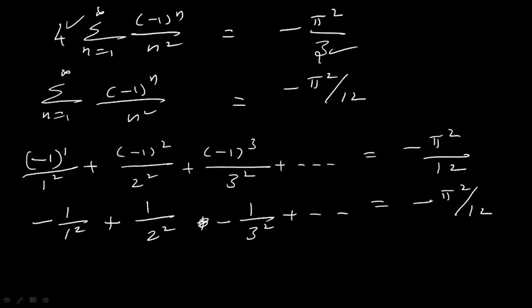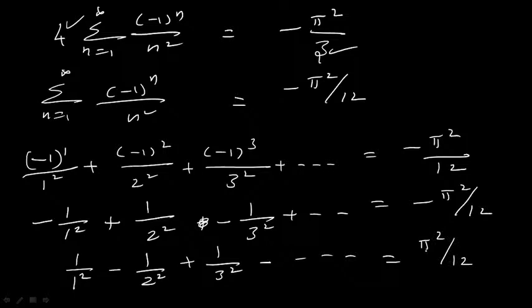Now you just multiply by minus on both sides. What you get? The first term, minus becomes plus, 1 by 1 square, minus 1 by 2 square, plus becomes minus, next minus becomes plus, plus becomes minus, etc. That is equal to, here minus becomes plus, that is pi square by 12. Okay, so this is the second series we have obtained.